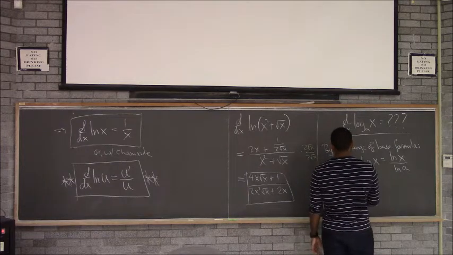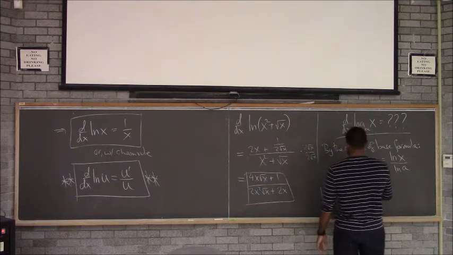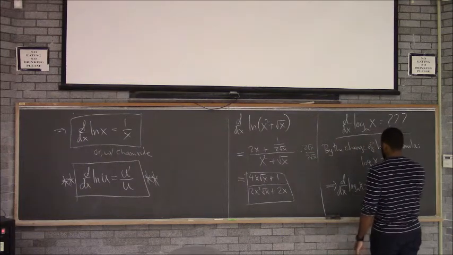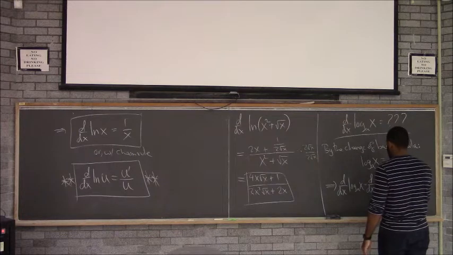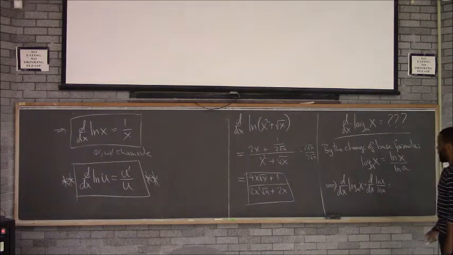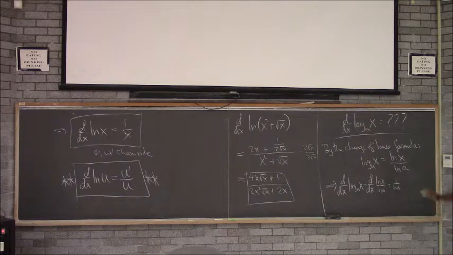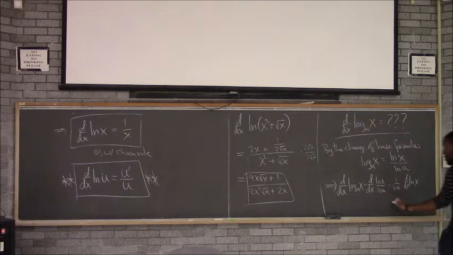Which means the derivative of log to the base a of x is the same as the derivative of ln of x over ln of a, which is the same as, by the constant factor rule, I can factor the constants out, and the derivative of ln x is 1 over x. So this becomes 1 over x ln a.